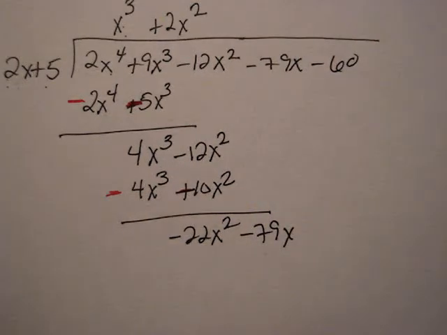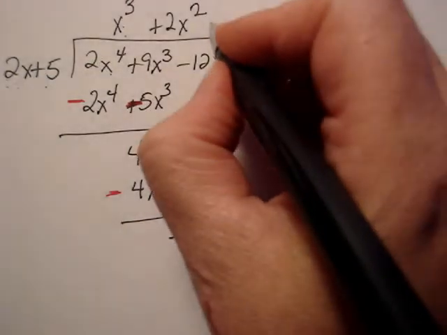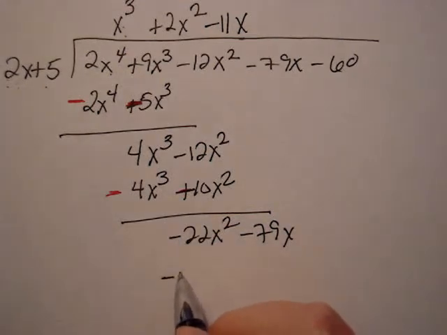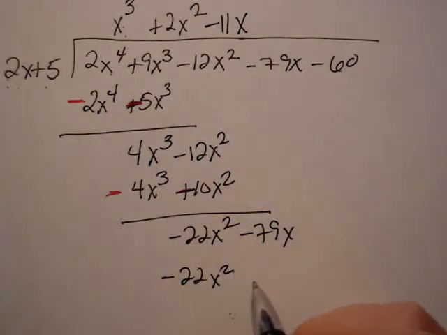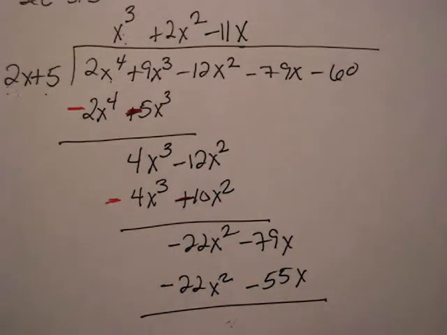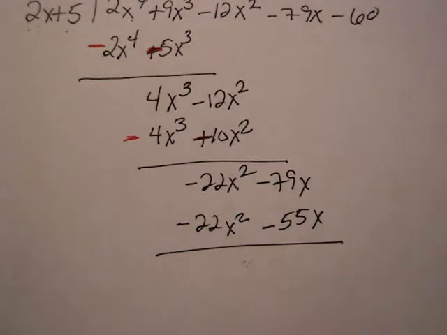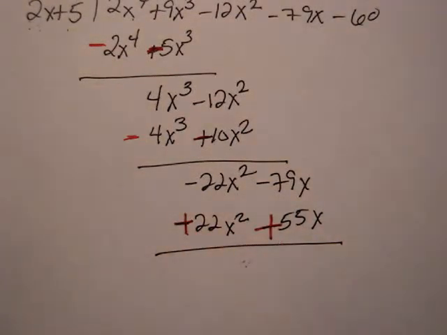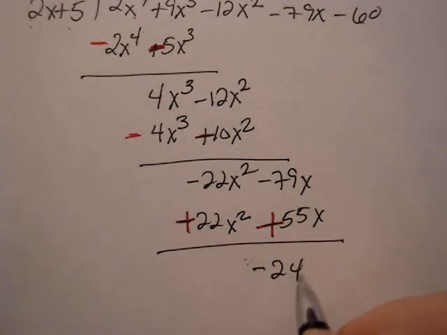And again, I ask, what times 2x will give me exactly negative 22x squared? Well, how about negative 11x? Negative 11x. So let's multiply. I'll get negative 22x squared minus 55x. Okay, this time when I subtract, minus and negative changes to plus, and I get negative 24x.